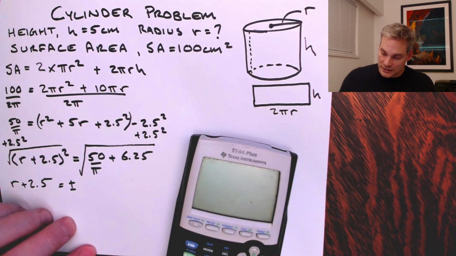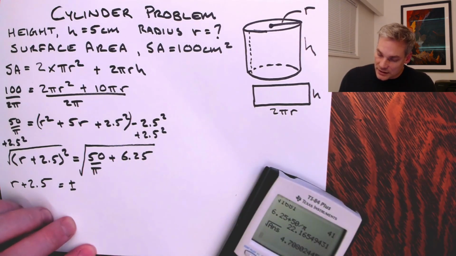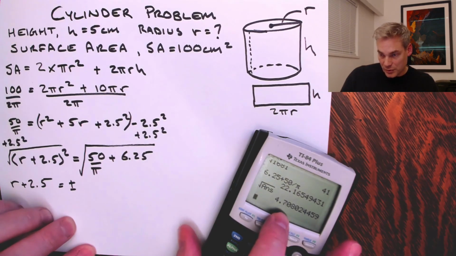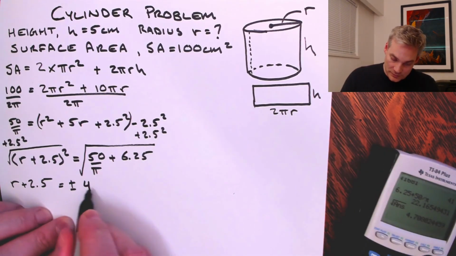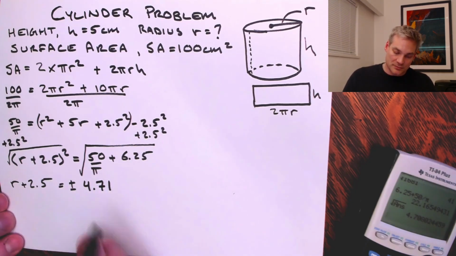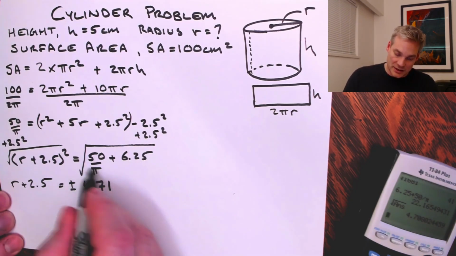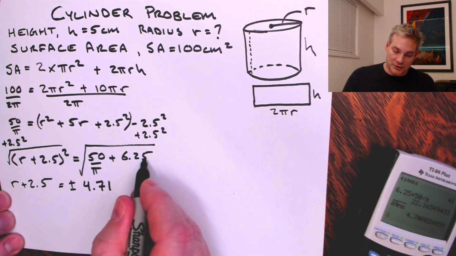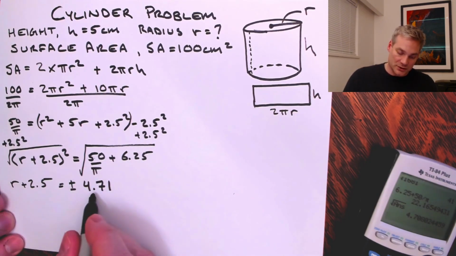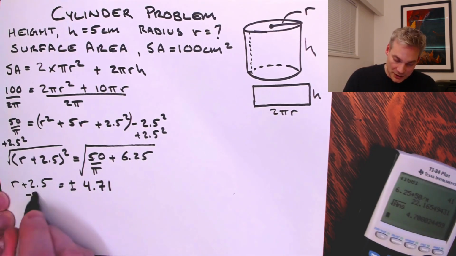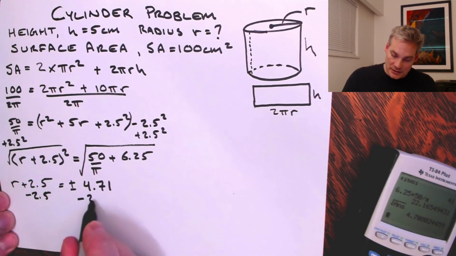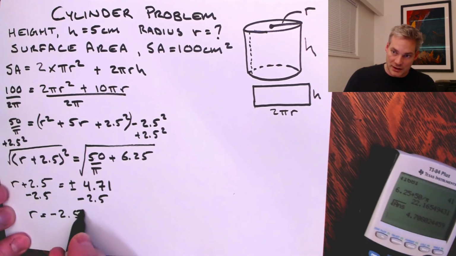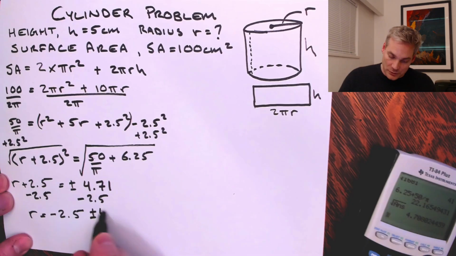So we'll calculate that. We've got it all right here. So I've just done it. So it's actually 4.71. That's the square root of that. We took 50 divided by pi and added 6.25, and then we took the square root of that and we got 4.71. Now we're going to subtract 2.5, and now I have r equals negative 2.5 plus minus 4.71.